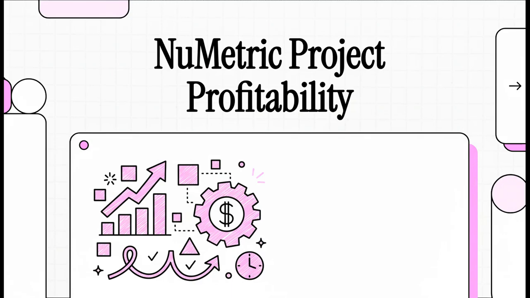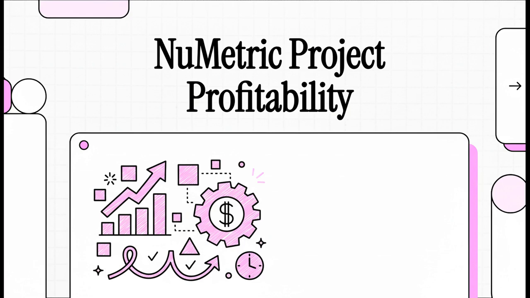Look, we all know money comes in and money goes out. It's the basic rhythm of any business. But do you really know where your profit is coming from? Today, we're diving into a feature in NuMetric that's designed to answer that exact question, project by project. We are talking about finding true profitability.